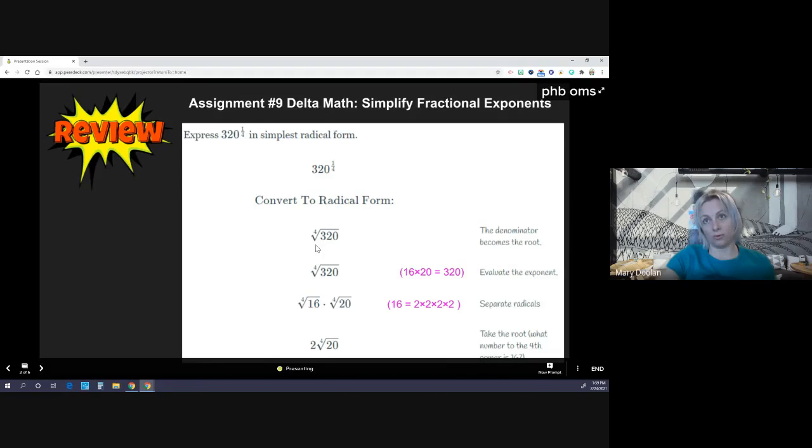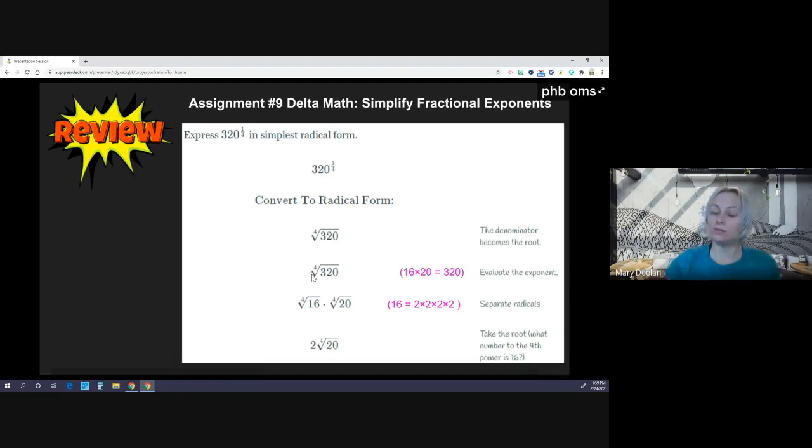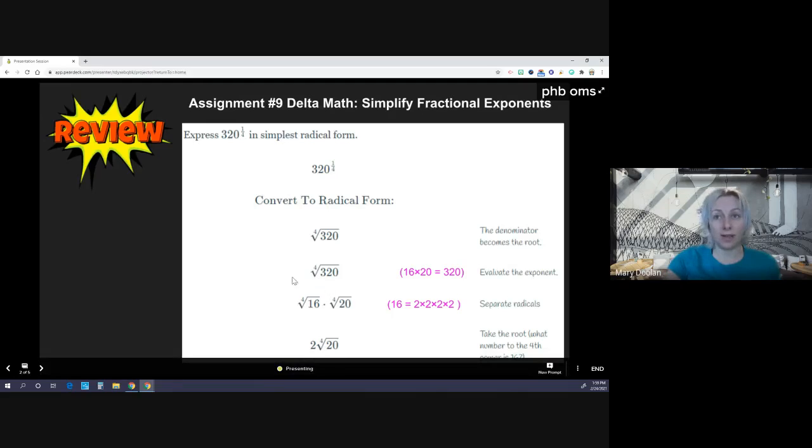So I have the 4th root of 320. Because the numerator was 1, I didn't have to write the 1 anywhere. I could write it inside the radical sign. I could write it outside the radical sign. They would both work. And now we want to evaluate this radical. Since it's a 4th root, we want to see, is there 4 of some factor that I can pull out of the radical? And in fact, there is.